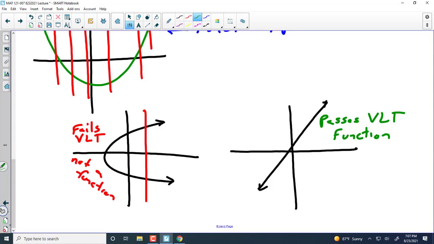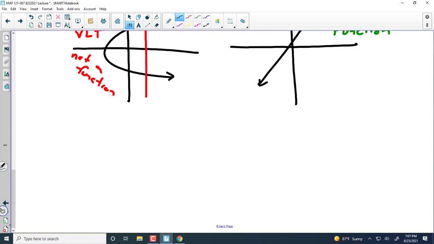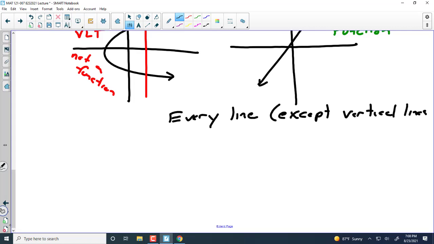In fact, we can make this statement right now. It's pretty cool. We can say this: every line except vertical lines are functions.